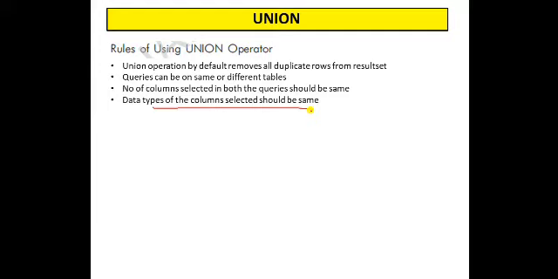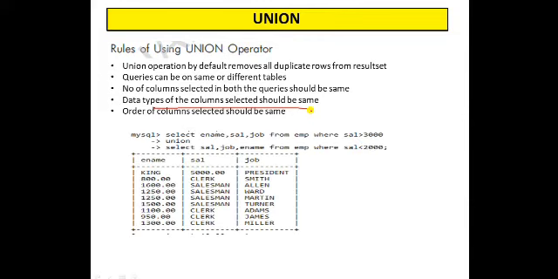And whenever you are selecting, the order of the columns selected should be the same, whether you are referring to the same table or to two different tables. The order of selected columns and their data types should be the same, otherwise the queries are going to give an error. Now if you see in this query, we have changed the order. What is happening?